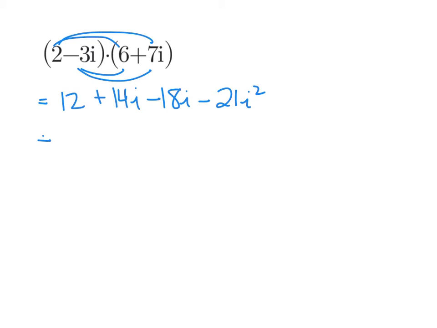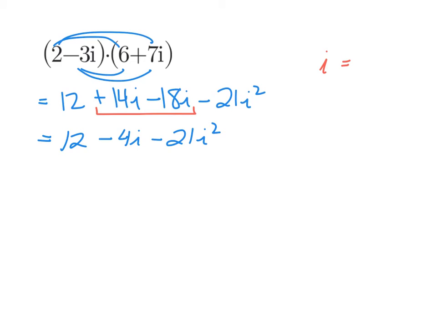Now when we go to combine like terms, it looks like the only like terms we have are right here. So we'll add together 14i minus 18i leaves us with negative 4i. But we do have this negative 21i squared. And I want to take a closer look at what i squared is.